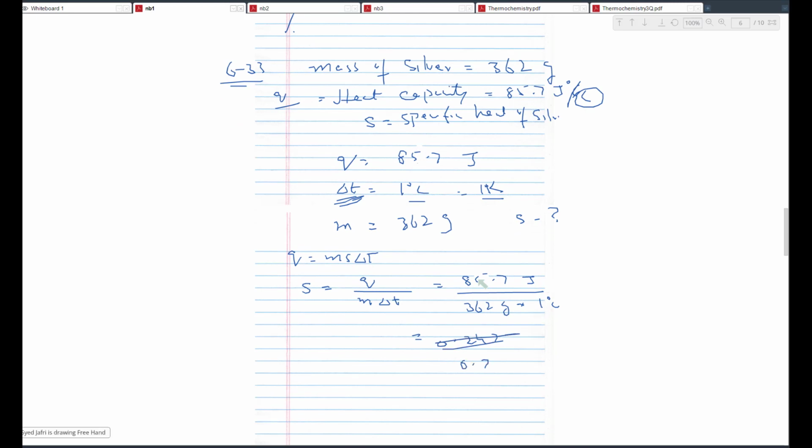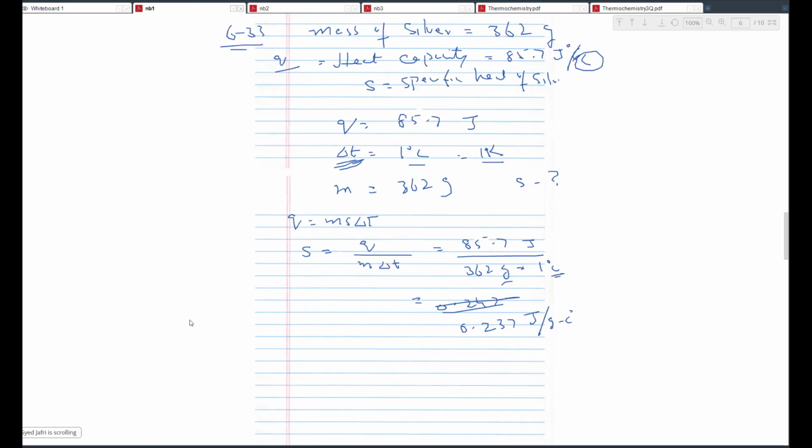And the unit is going to be joules per gram per Celsius. Look, joules per gram per Celsius. Clear?